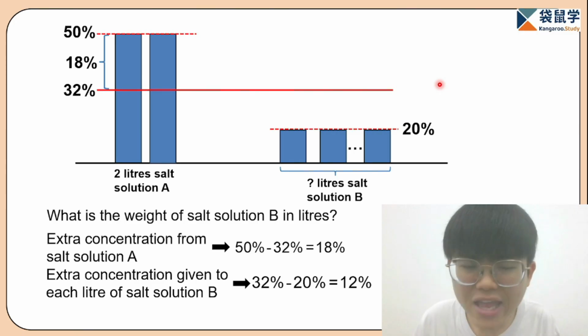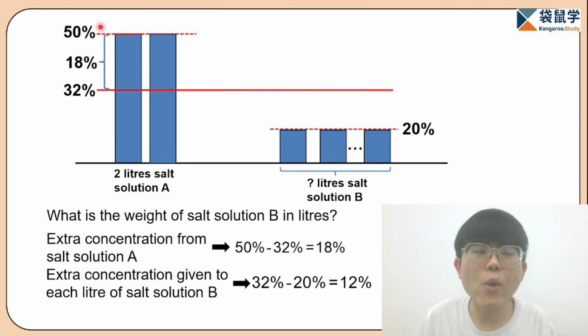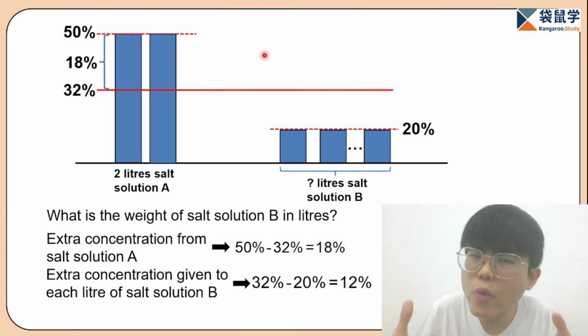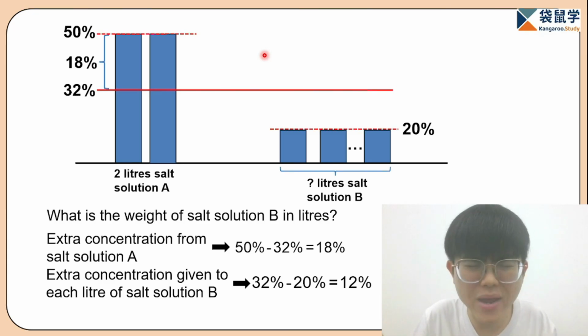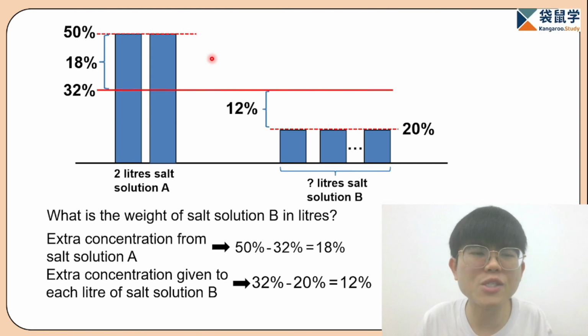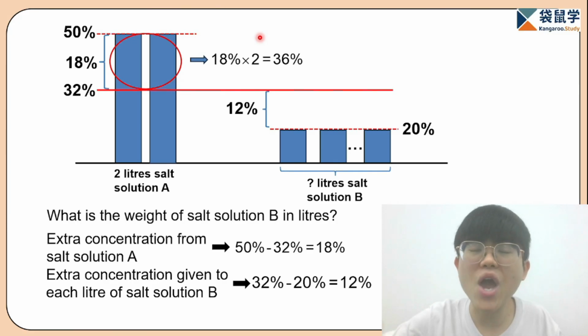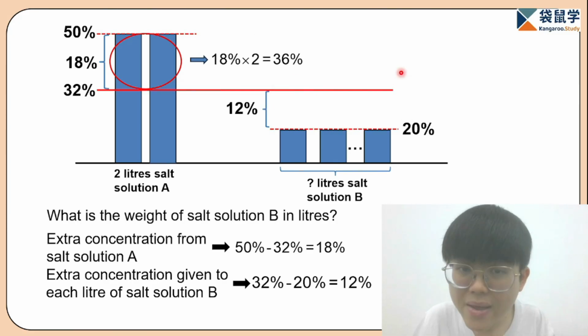And now everyone, again, here we have to take 18% for each liter, and we have 2 liters. So in total, how many percent of salt concentration do we take from here? This part will just be 18 times 2, which is 36%. And this total of 36%, all of it will be given to this solution B.